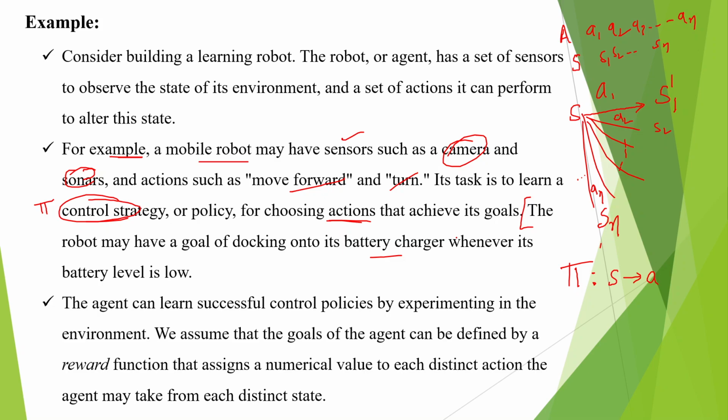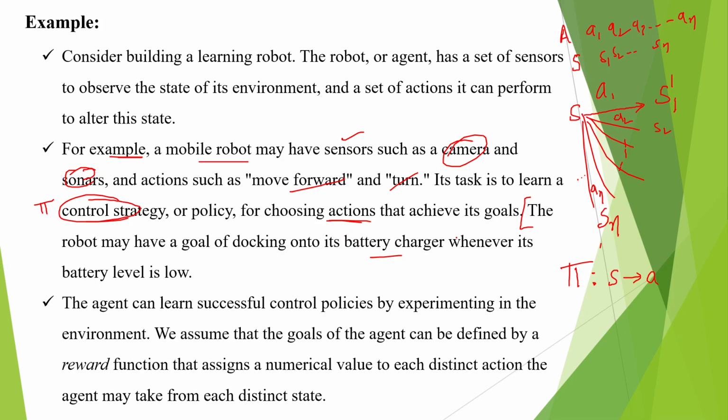So this is the goal. So for this goal, successful actions have to be performed. Whenever the battery goes down, a particular environmental state low, the agent has to perform the proper actions or the best actions. So those actions will take the robot to the docking station.